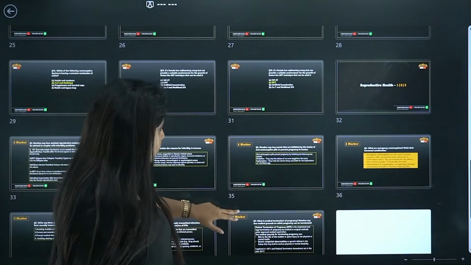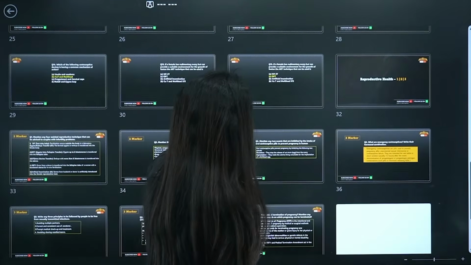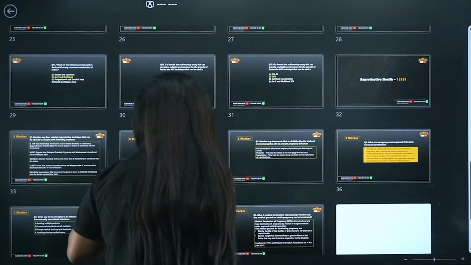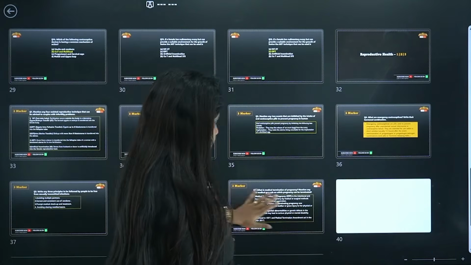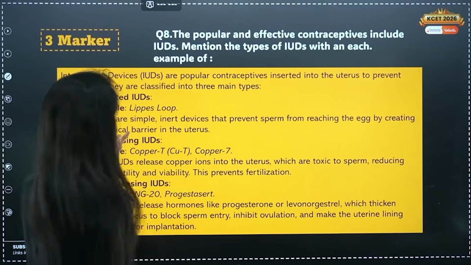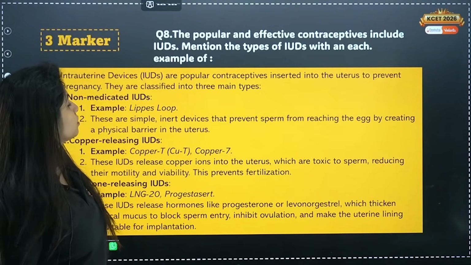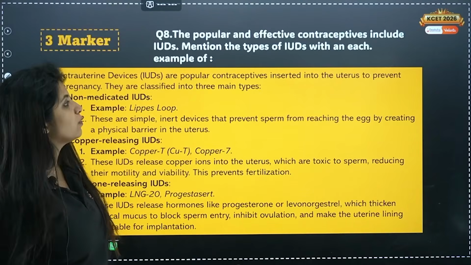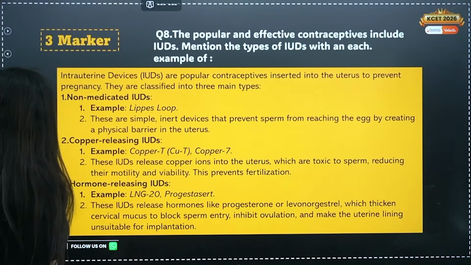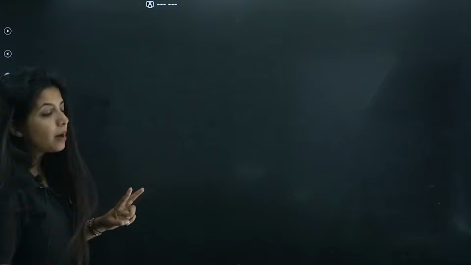So just give me a second over here. I have a question. Where is that question? Let me check this. Yes. So there's a question. The popular and the effective contraceptives include IUDs. Mention the type of IUDs with an example of each. So listen to me carefully. IUDs, they come in three categories.